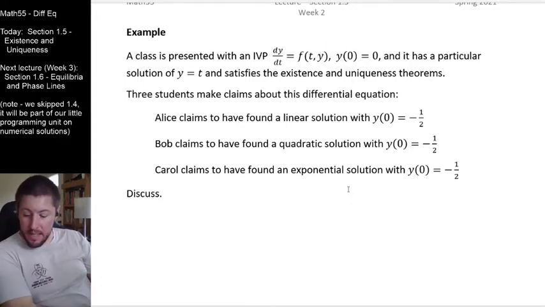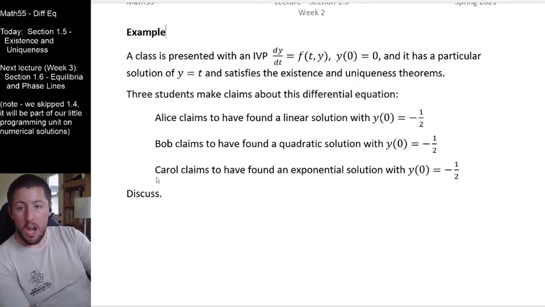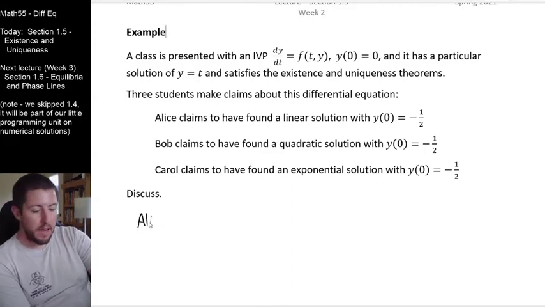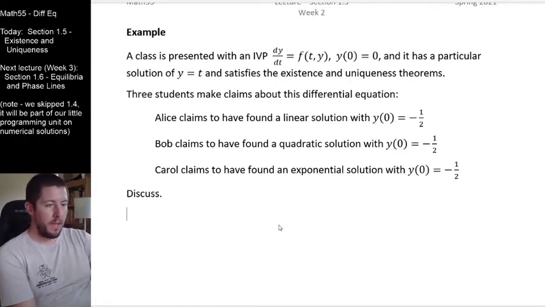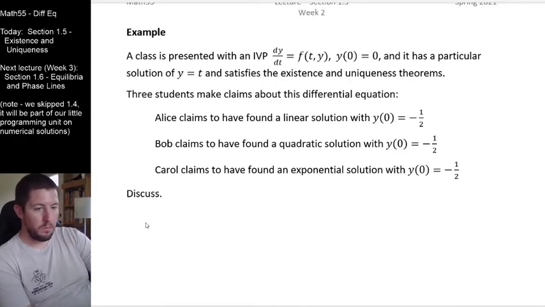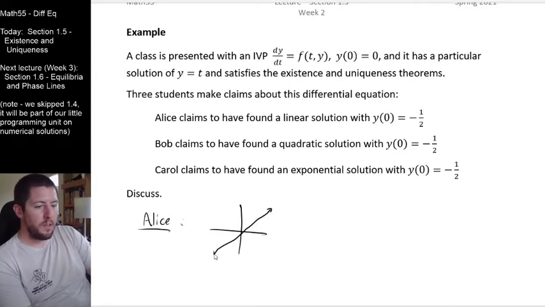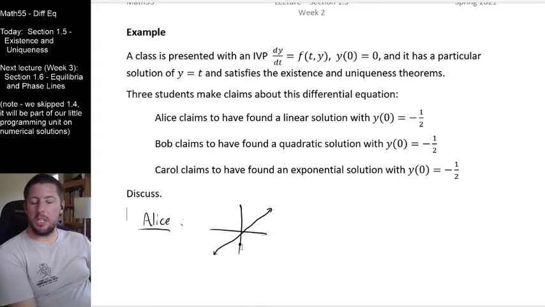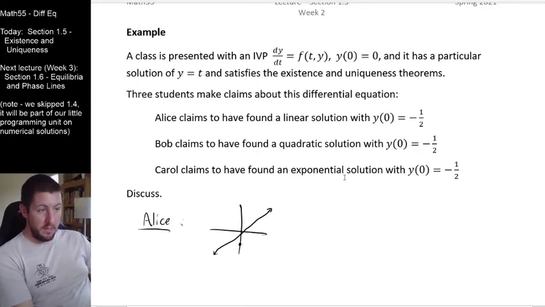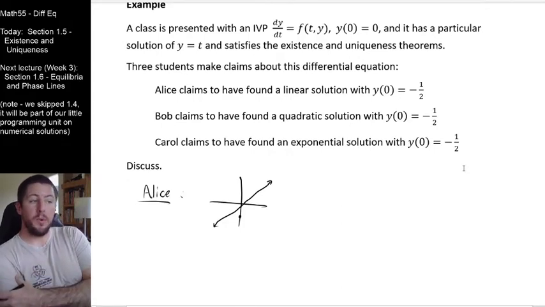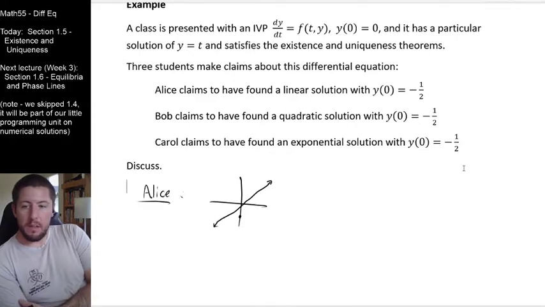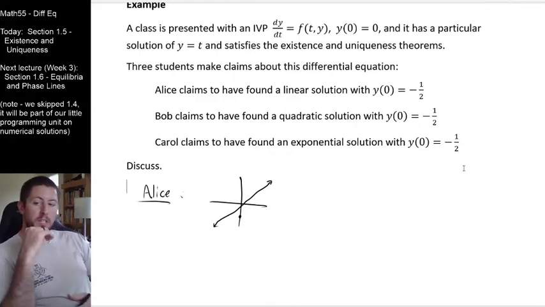Here's some things that I think that I can say. Let's talk about Alice. In fact, hang on, before I start, I want to generically graph this. We'll draw a separate graph for each of them. So in all the cases, this is a known solution, that y equals t equation, right? We're considering this initial condition that y equals -1/2. And so our question is, Alice claims to have found a linear solution that passes through y of 0 equals -1/2. Well, if she found a linear solution, is it possible? That's my first question to you.